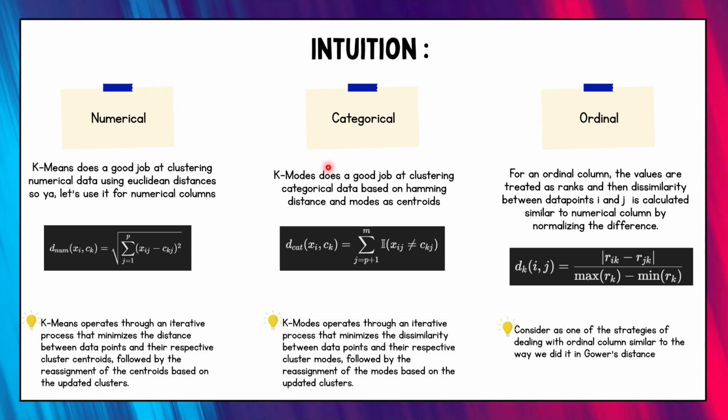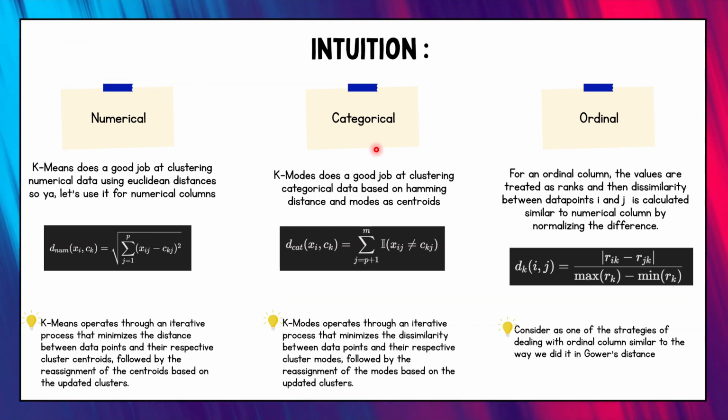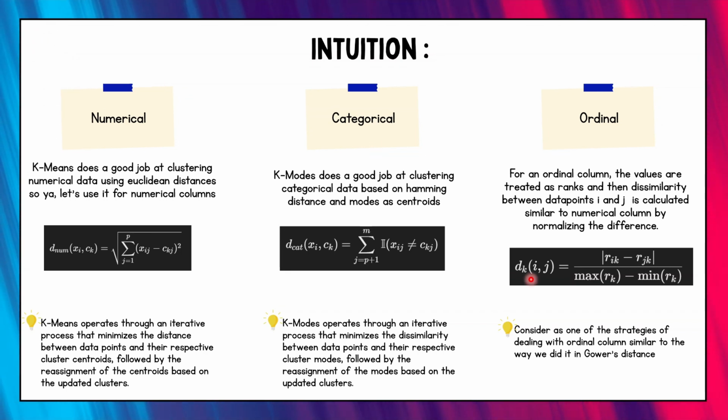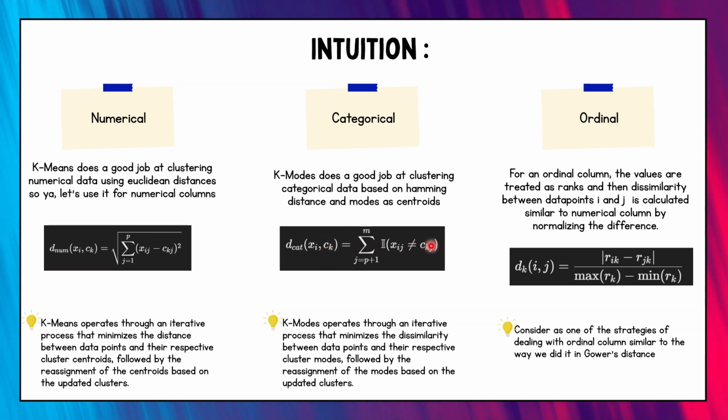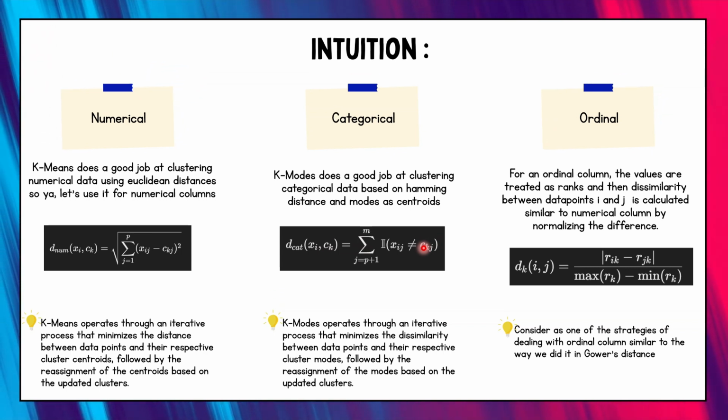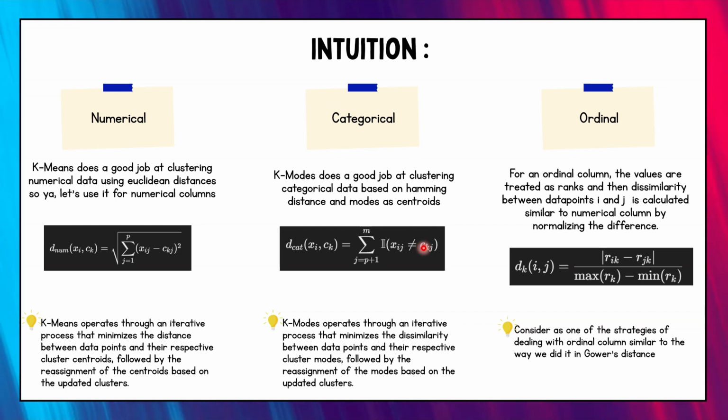Now, coming to the categorical part, we use k-modes clustering when dealing only with categorical data, and k-modes does a good job at clustering categorical data based on Hamming distance. And here we calculate the distance between the ith data point and the kth cluster. This is basically the kth cluster centroid, using the Hamming distance, like we saw in the previous slide. And then we update the centroid by taking the mode of the data points which are assigned to that particular cluster.